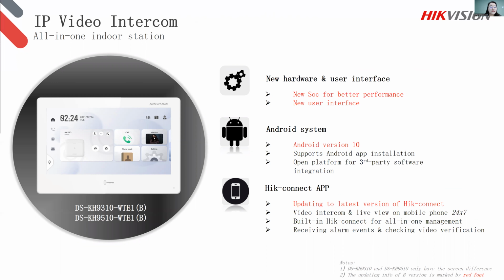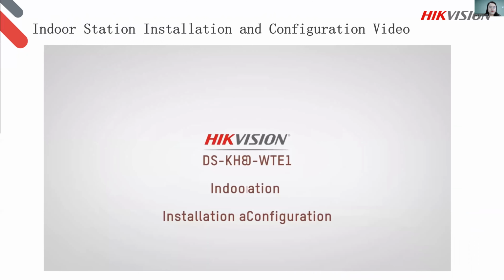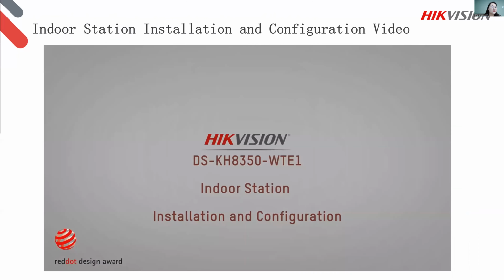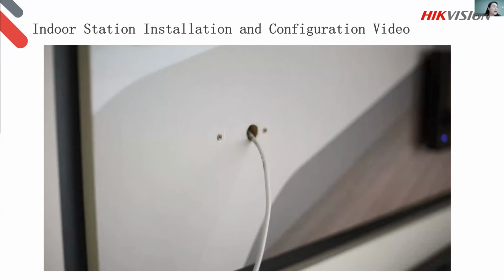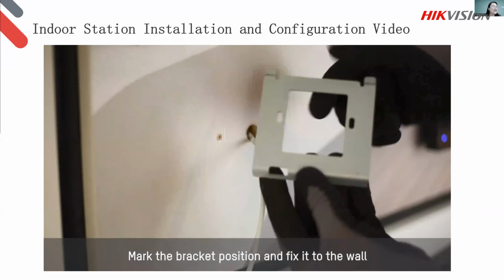We did an Android version upgrade from 9 to 10. We also opened the platform for third-party software app integration. The built-in HIK Connect app has already been updated to the latest version. Here is a video related to the indoor station installation and configuration. We just take the KH-835 as an example, but it is a similar installation way.